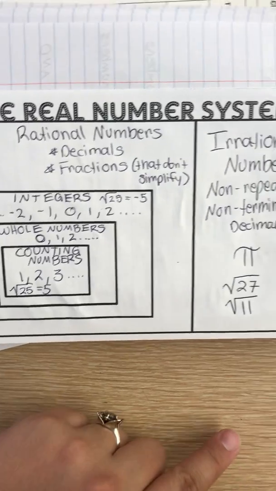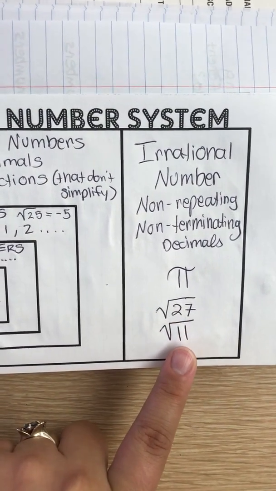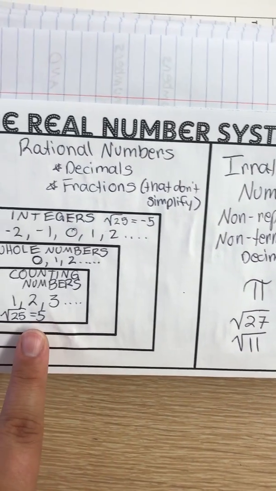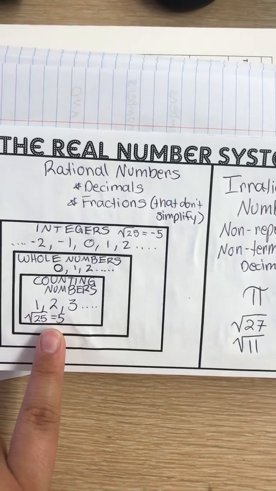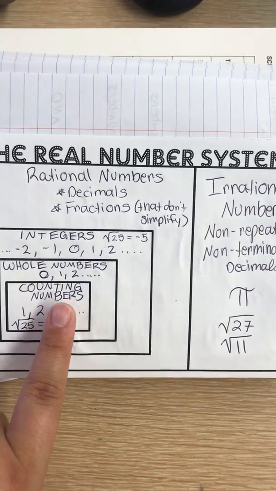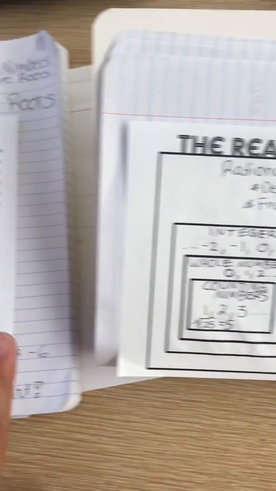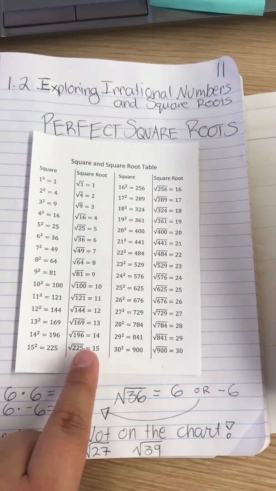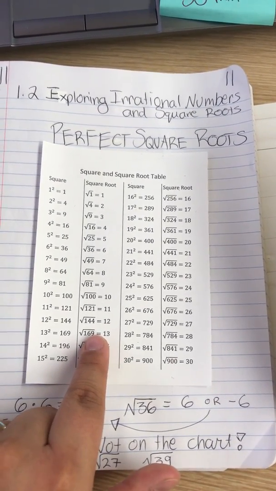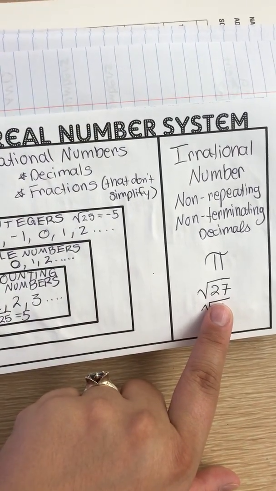So if we go back to our previous day's notes and we look at the real number system, we'll notice that I added those to the irrational side. If you cannot simplify it like you simplified the square root of 25, which is equal to 5, which is a counting number, then you have to put it over here. 27 and 11 are not on this list. So it's really important that you try and simplify your square root, and if it's not on the list, you go ahead and put it in the irrational number section.